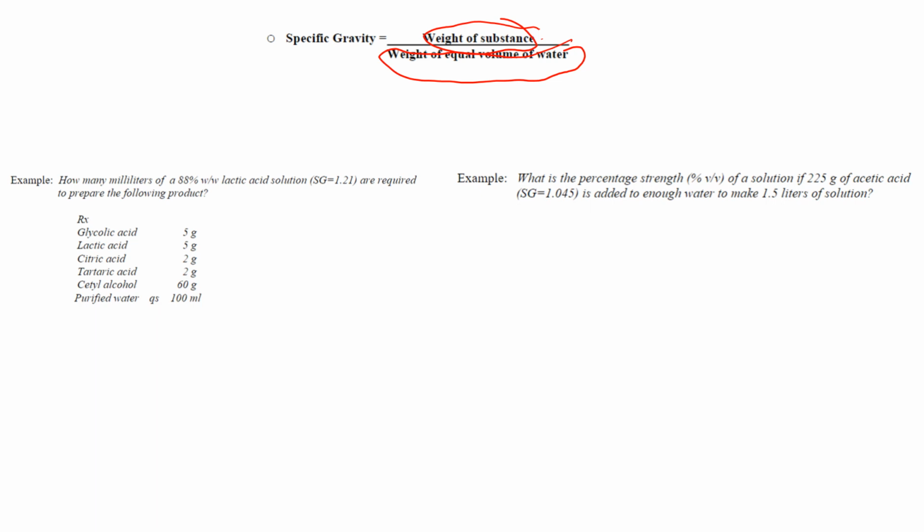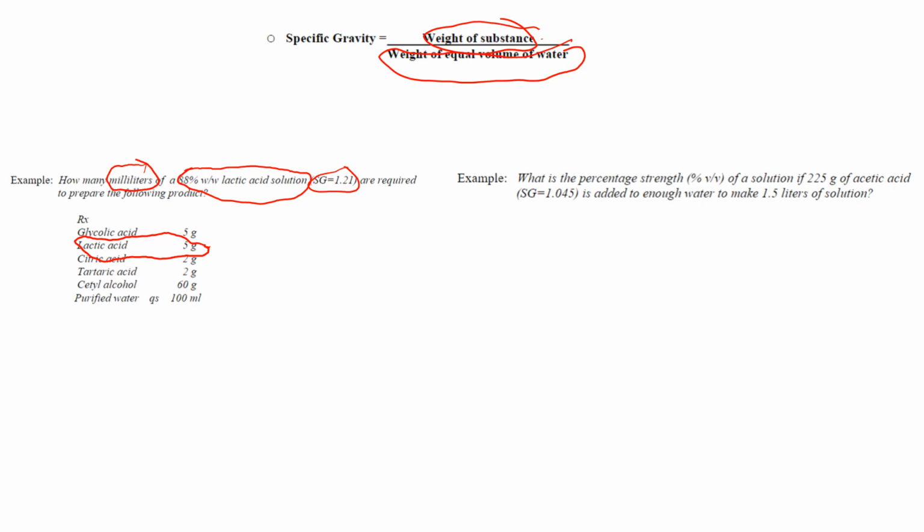So basically, for this first problem, we want to know how many milliliters, so that's the final thing we're solving for, if we use an 88% solution of lactic acid, also assuming this solution has a specific gravity of 1.21, are required to make the following product. So where do we even begin on a problem like this? Well, at first, I like looking at the prescription to see what we have information-wise. And you can see that we know we have 5 grams of lactic acid. So that can be our starting point.